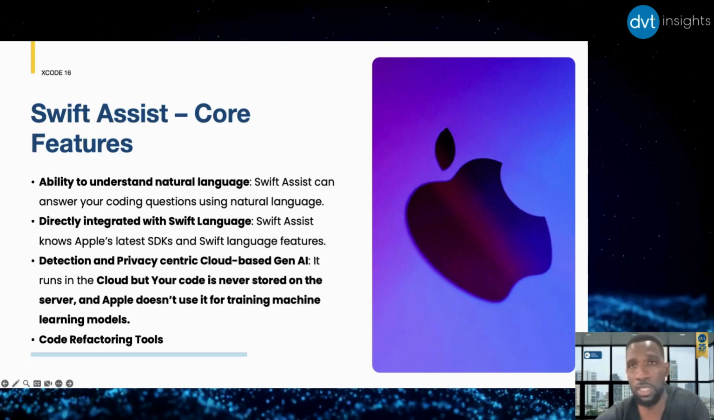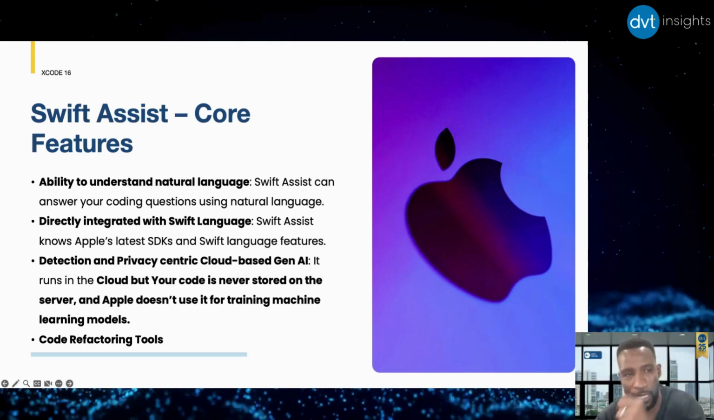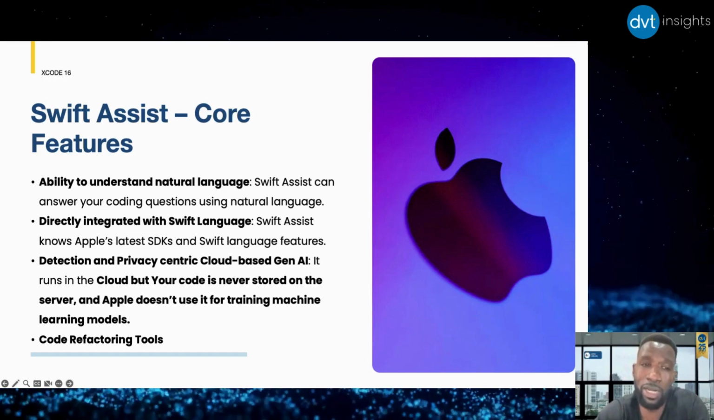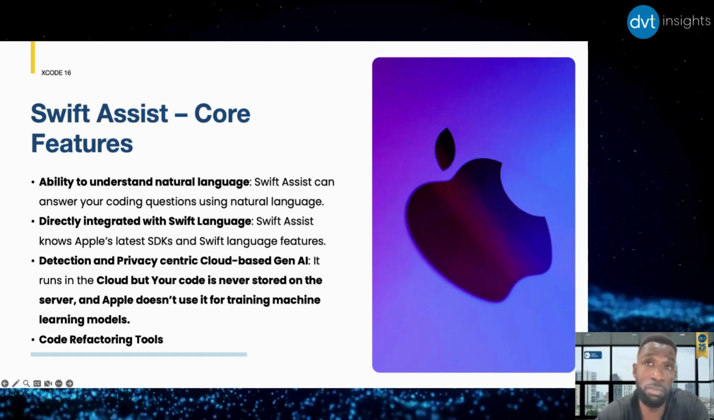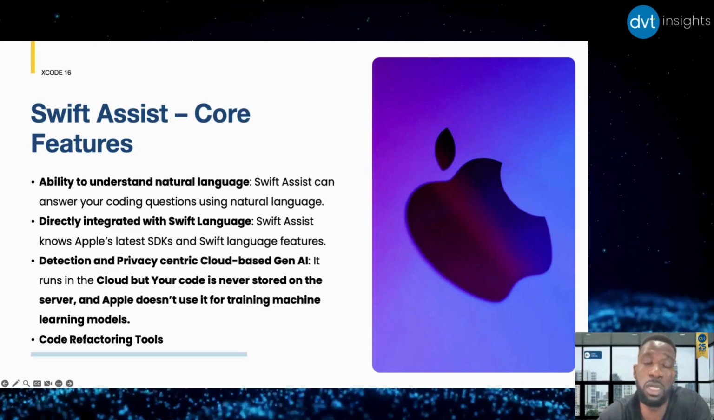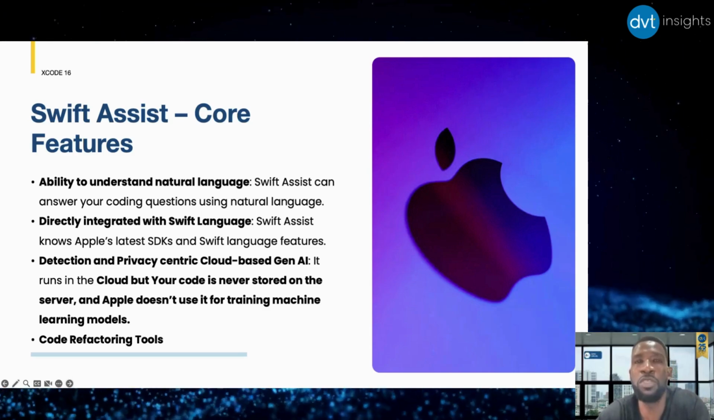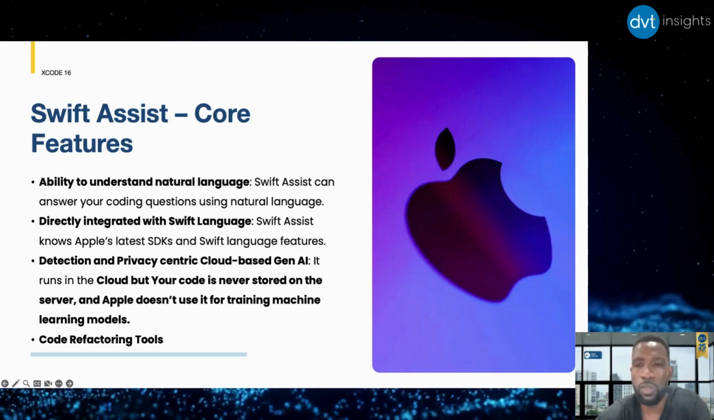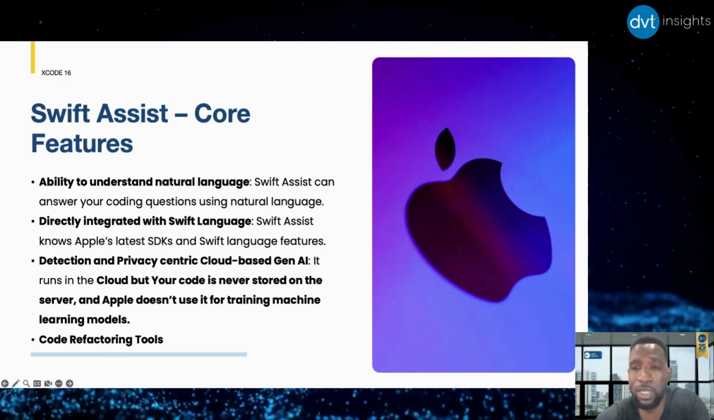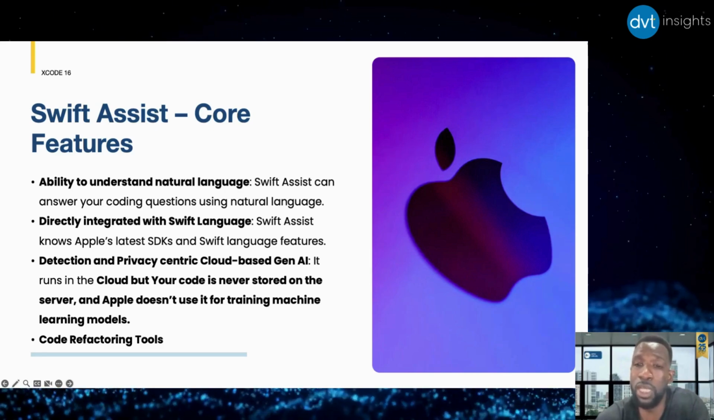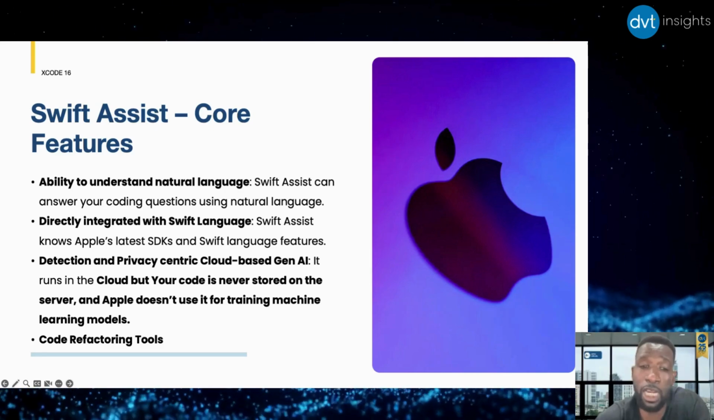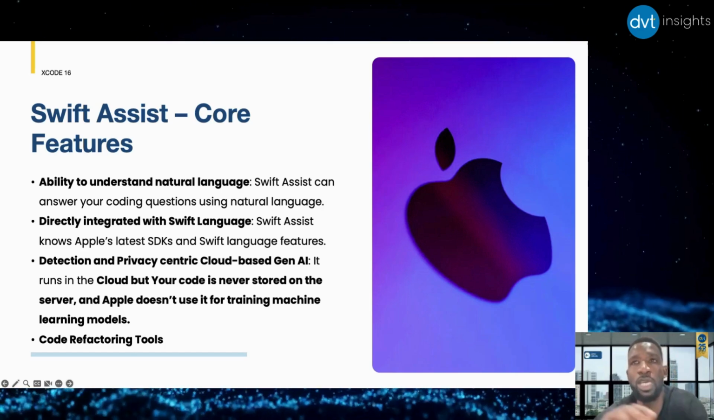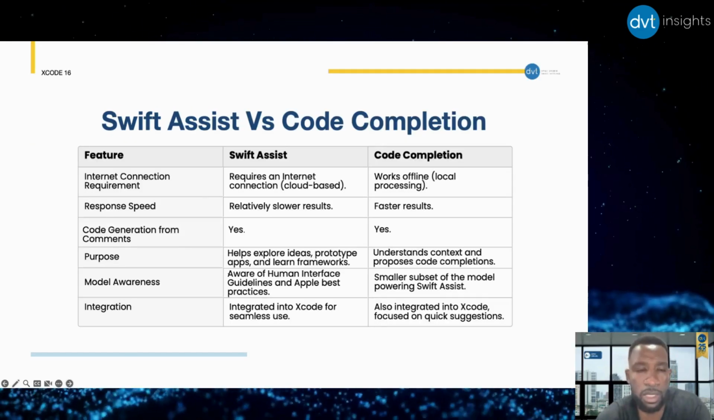Now, in terms of the core features, there's the ability to understand natural language. I've tried it in French. It can respond to me quite properly. It directly integrates with Swift, with a strong emphasis on the cloud with security considerations. Now, you can use it to refactor, to improve quality, to maintain the code, and to even explain what you find. Let's look at them in comparison.